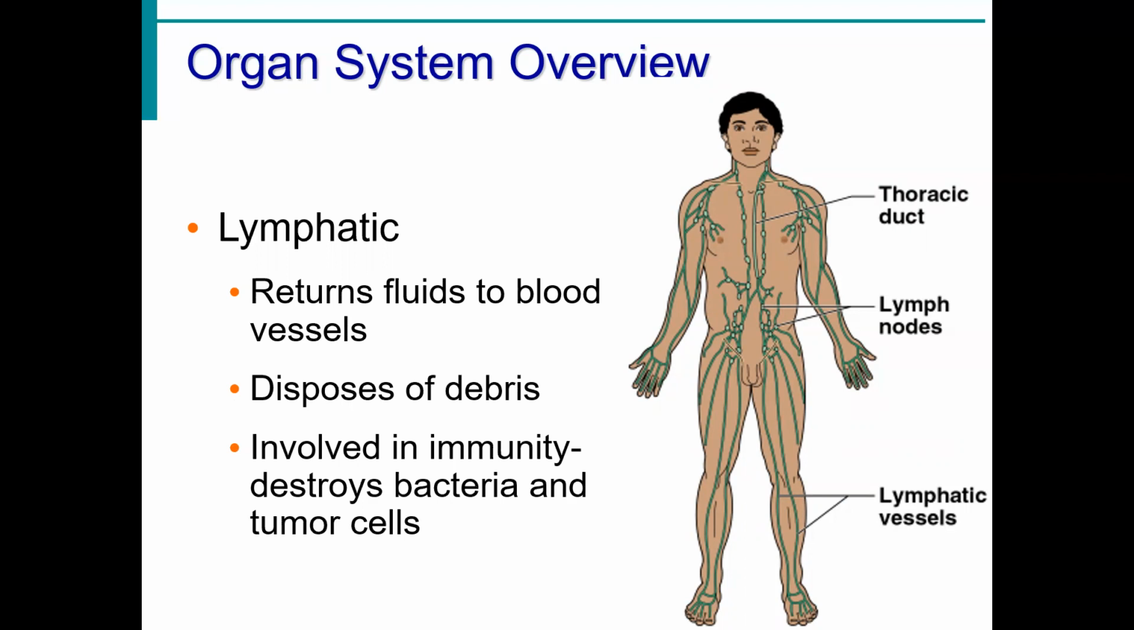This lymphatic system, okay, the thoracic duct, these lymph nodes, lymph vessels, they're all going to help to remove these potentially pathogenic or harmful agents through the body, okay? So the lymphatic system, quite important. Think about immunity.